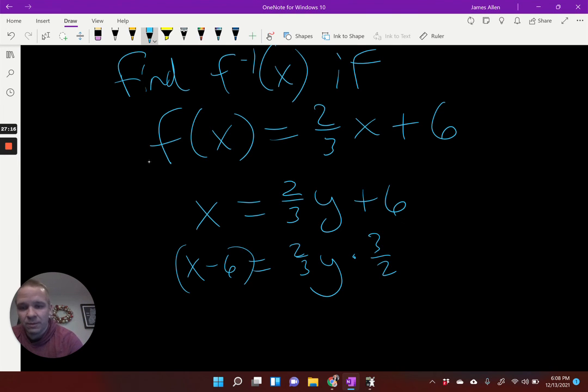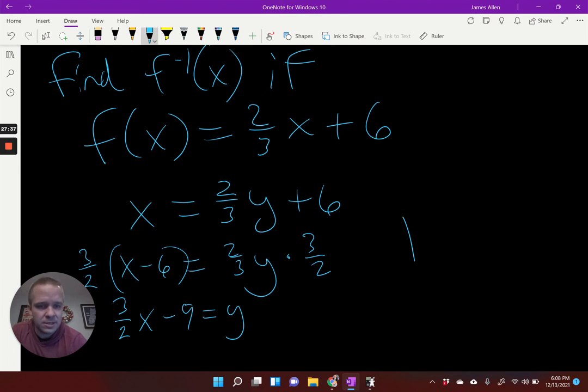Now, what I saw a lot of people forget to do on their test is multiply the 3 over 2 to both parts. So this is going to be 3 over 2 x, and then we have minus 9, because we have 3 times negative 6 is negative 18, divided by 2 is negative 9, equals y. So my final answer is f inverse of x is equal to 3 over 2 x minus 9.